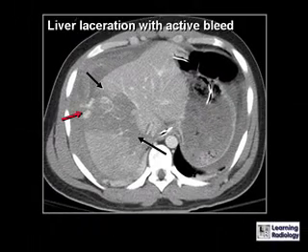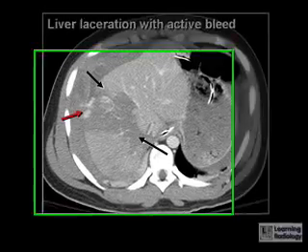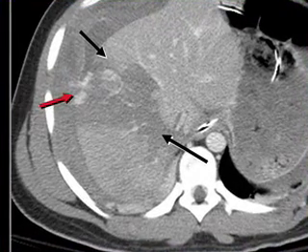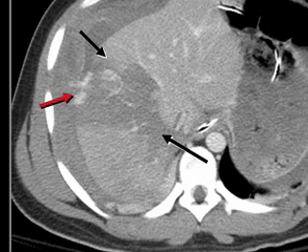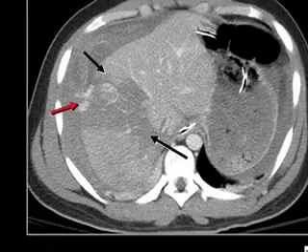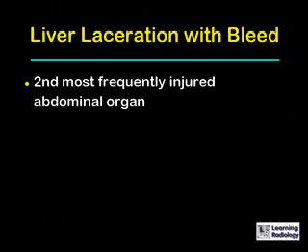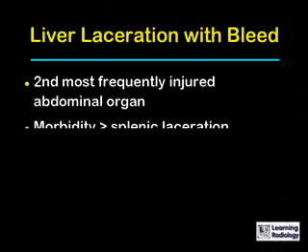This is a liver laceration with active bleeding. The black arrows are pointing to wedge-shaped defects that traverse the liver that represent the liver laceration. The red arrow is pointing to contrast, which is seen to be extravasating from vessels at the periphery of the liver. The liver is the second most frequently injured abdominal organ.